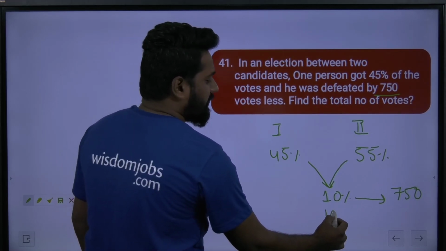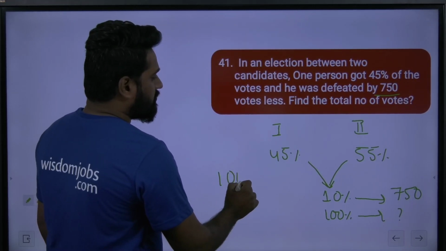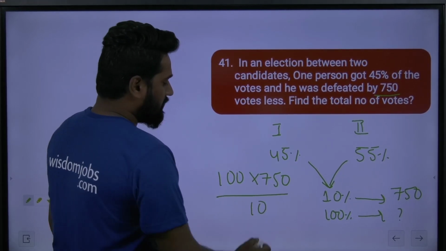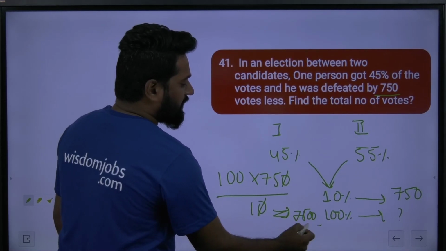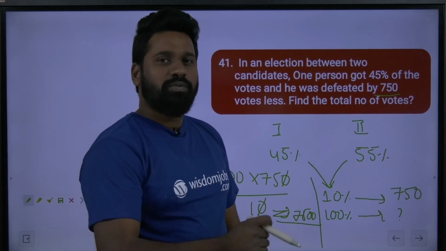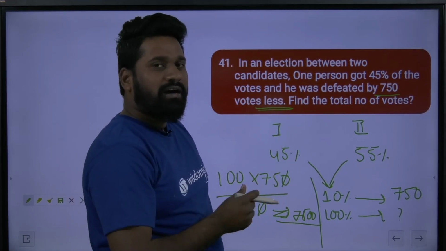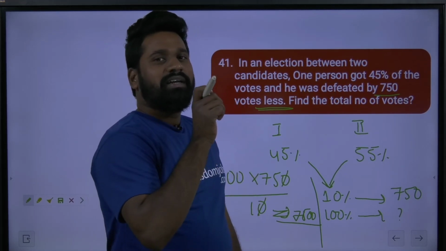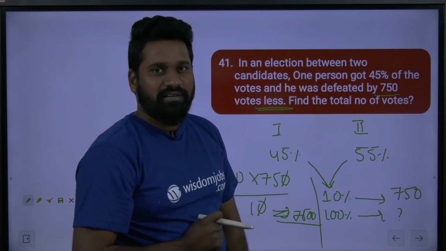So you can find for 100%. That's all, because it's asking the total number of votes. So that is 100 into 750 by 10. Cross multiplication. So the 0 and 0 will be cancelled. 75 into 100, that is 7500, which indicates the total number of votes polled. Right? So always you can take either it is less or more, or wins by a majority, or loses by, or defeated by some votes. That indicates that the difference of votes between the two persons is given. Clear?